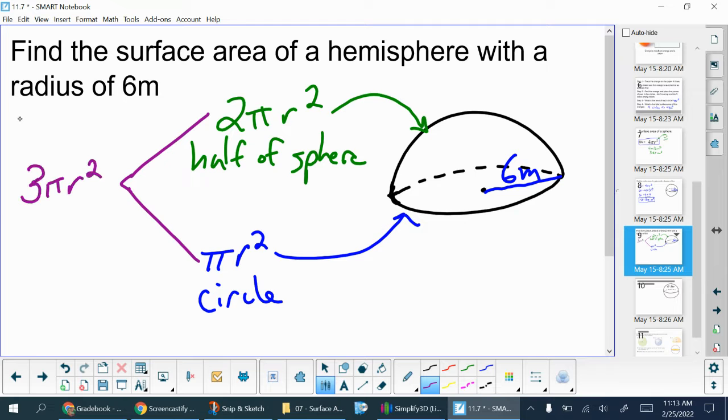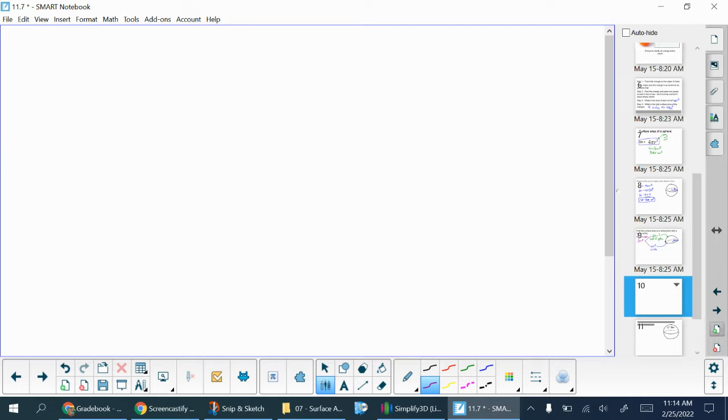But if you're going to write that down as the formula for the surface area of a hemisphere, you've got to make sure that you realize that that's coming from 2 separate parts. Because eventually you're probably going to see a question that looks like this.